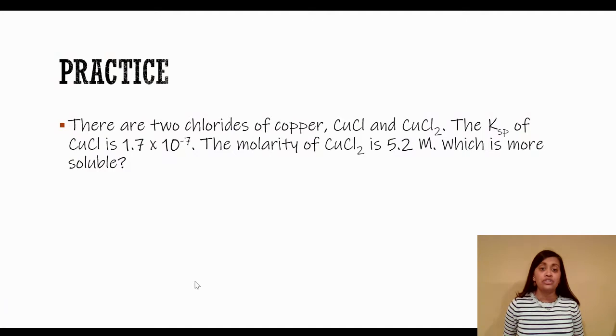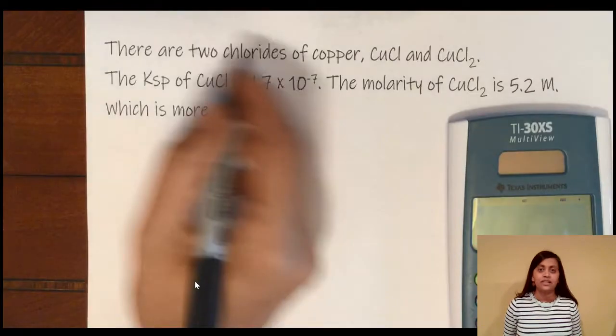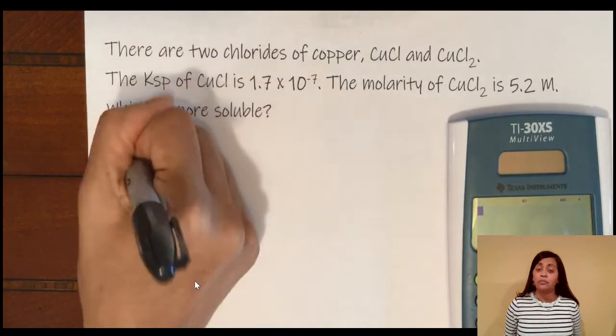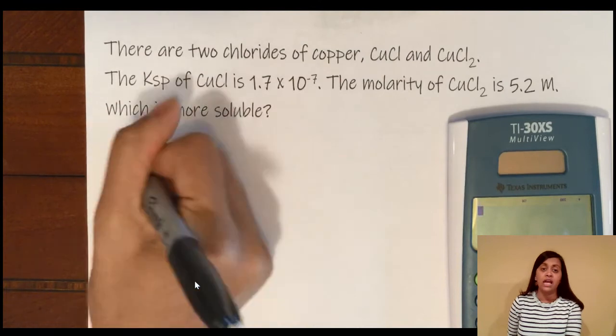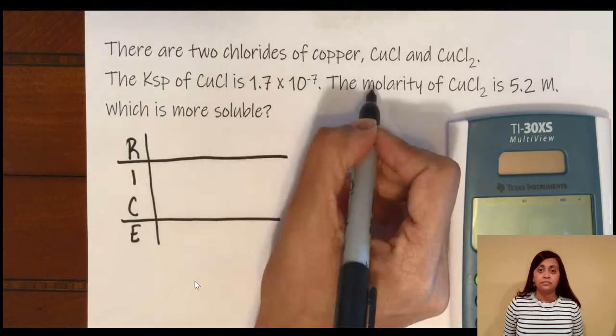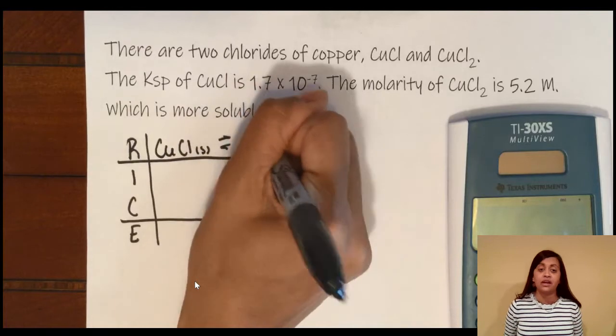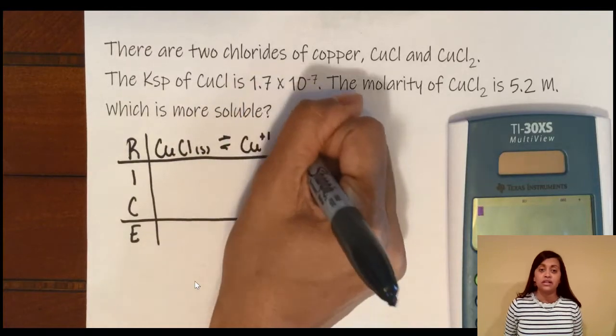So go ahead and try this problem. We have 2 chlorides of copper, CuCl and CuCl2. The Ksp of CuCl is 1.7 times 10 to the negative 7. The molarity of CuCl2 is 5.2 molar. Which one's more soluble? So as we do the problem, we're going to pick one of them. So let's take CuCl and put it into our ICE table. We have CuCl solid, and we will dissolve that into its ions. So we have Cu plus 1 and Cl minus 1.